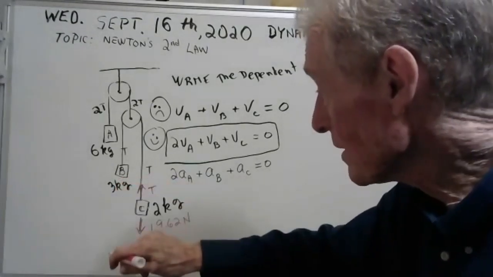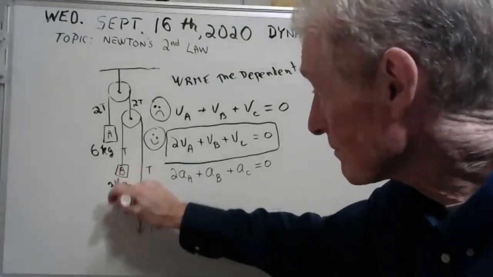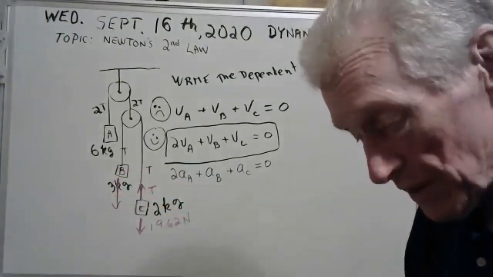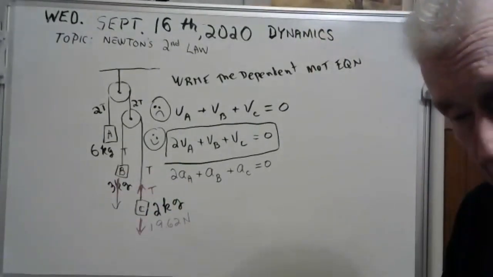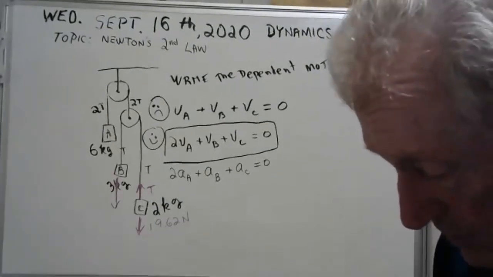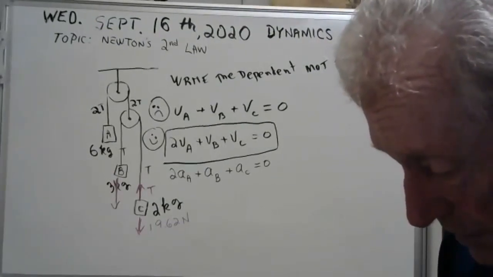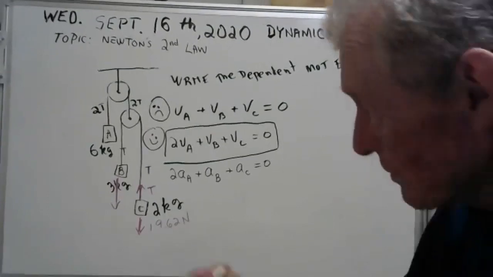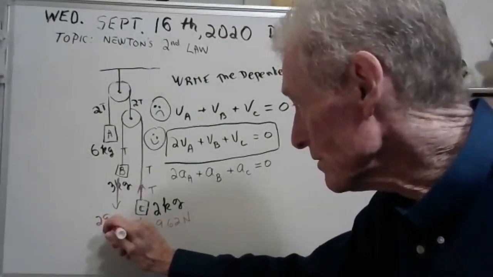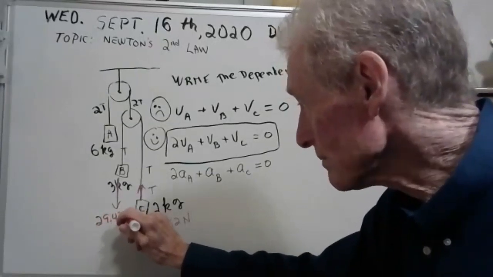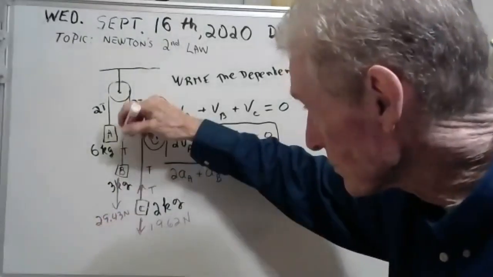Now this one's going to have, just a minute, I don't know what 3 times 9.81 is, but my calculator does. 3 times 9.81. This one's 29.43 newtons going down, and you have tension going up.